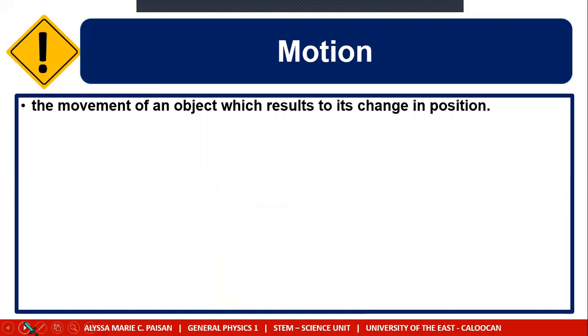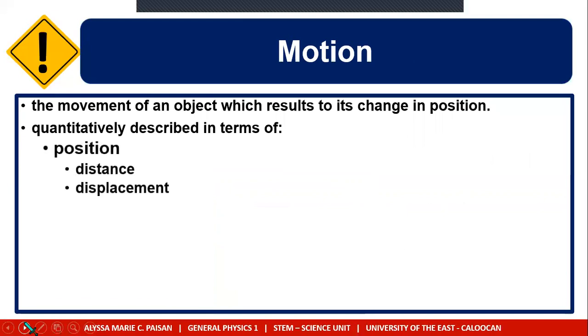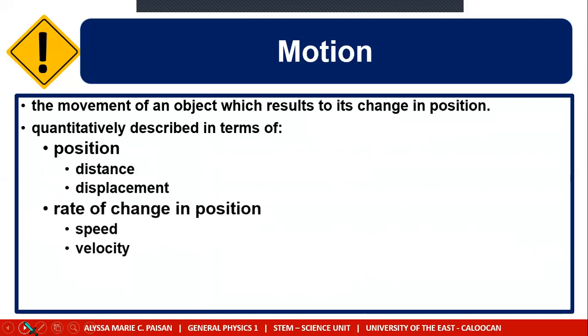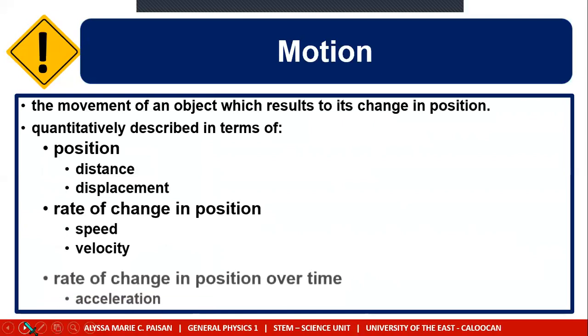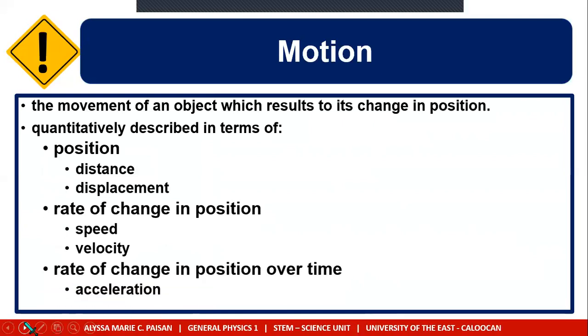Or for example, the spoon. You know that the spoon is moving when you eat because from the plate, it moves towards your mouth. Nagbabago siya ng position. Okay? And then quantitatively, we describe motion using the following. Number one, in terms of its position, okay? Which can either be distance or displacement. We could also describe motion using the rate of change in position, which can either be speed or velocity. And then we could also describe motion using the rate of change in position over time or the acceleration.